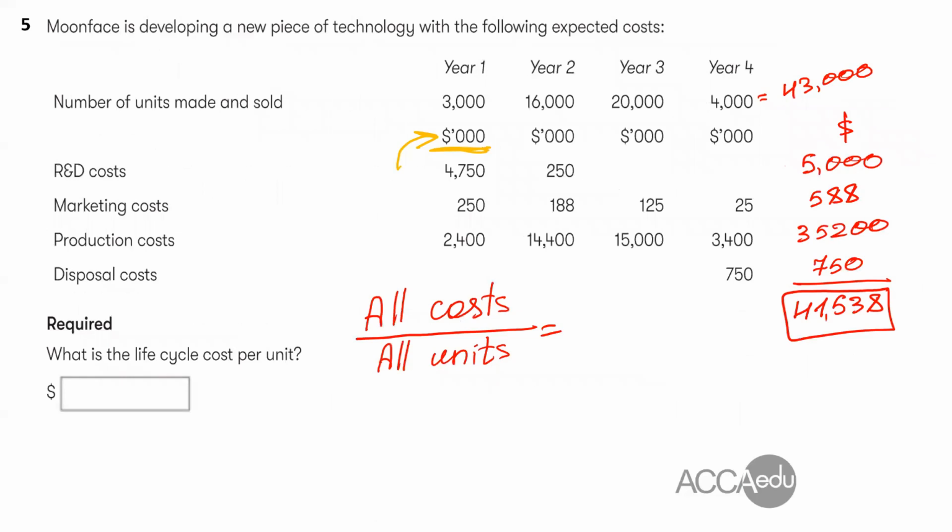Fifth, what's the life cycle cost per unit? One rule about the life cycle is that we add up all the costs from design to dismantling the product. So we add up all this R&D cost, like 5,000, marketing cost, 588, production cost, 5,200, and disposal cost.